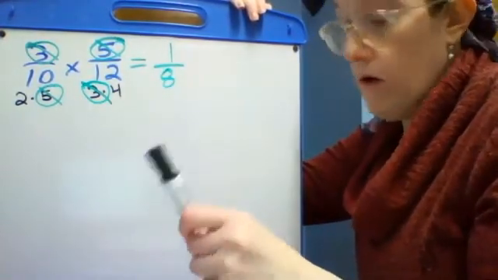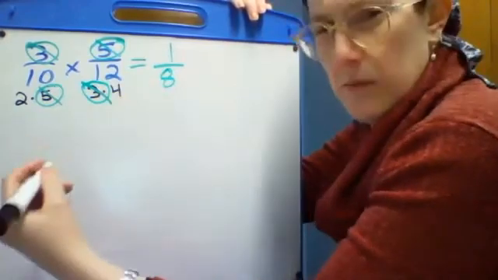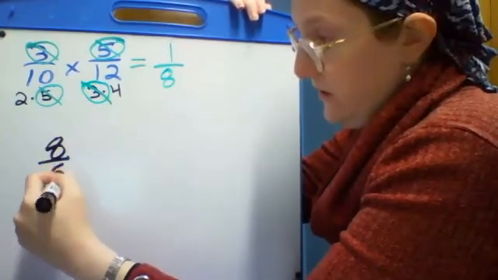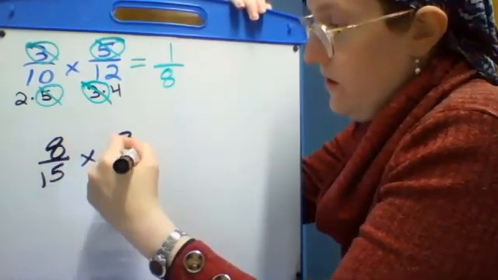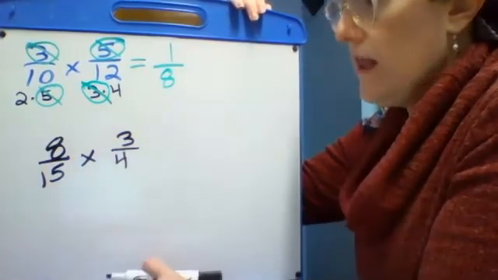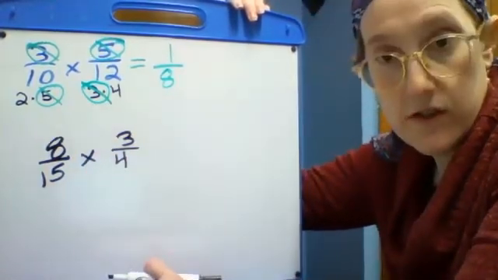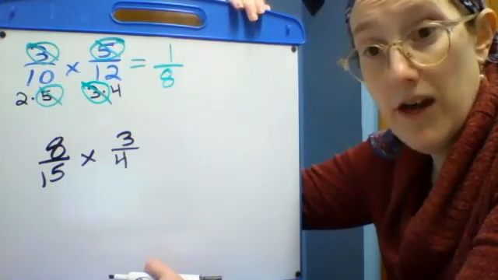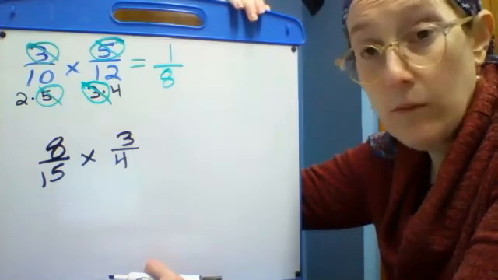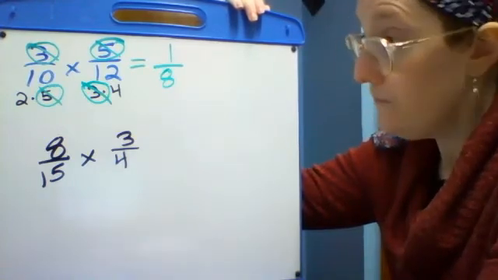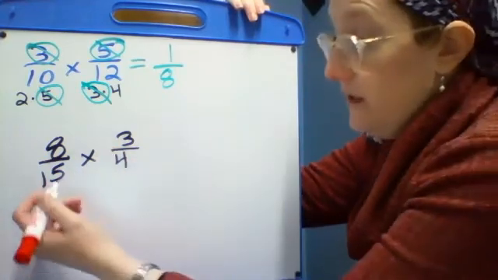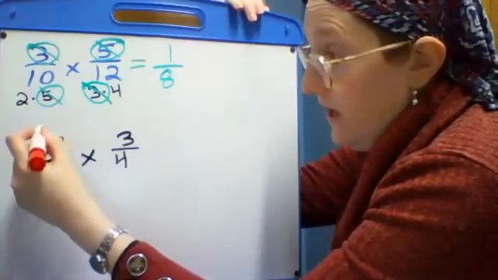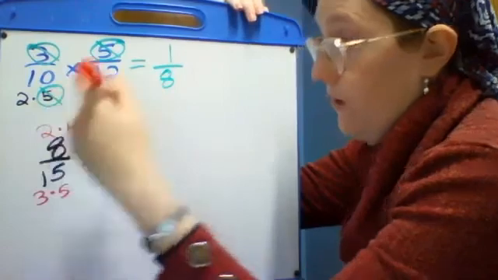Okay, we're going to do one more. Something a little bit different, looks a little bit different. 8 over 15 times 3 over 4. Now again, we're looking for unity fractions. Unity fraction means the same digit as the numerator and the denominator. In this case, you might be changing some numerators to their factors. Looking at 15, 15 is 3 times 5. Looking at 8, 8 is 2 times 4.